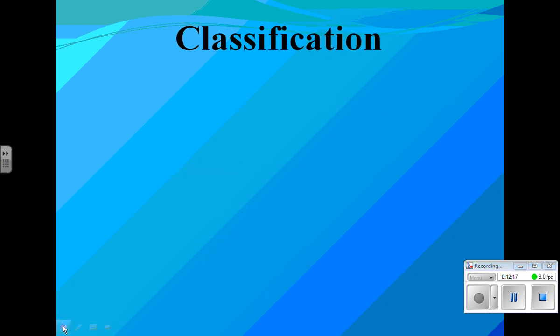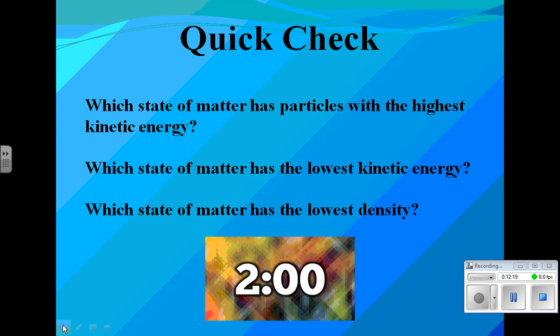Hopefully you said which state of matter has particles with the highest kinetic energy would be a gas, which state of matter has the lowest kinetic energy would be a solid, and which state of matter has the lowest density. Density is how tightly packed the molecules are together. So the lowest density would also be a gas. We'll talk about density a little more in the next units, but that's kind of a preview.